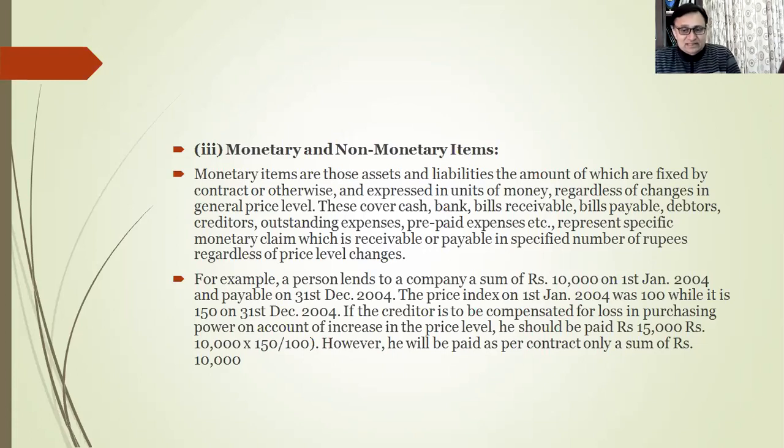For example, a person lent to a company a sum of 10,000 on 1st January 2004, which is payable on 31st December 2004. The price index on 1st January 2004 was 100 while it is 150 on 31st December 2004. So if this creditor is compensated for loss in purchasing power on the amount of increase in the price level, he should have been paid 15,000 because the conversion factor will become 150 over 100 and it will be multiplied with the 10,000.